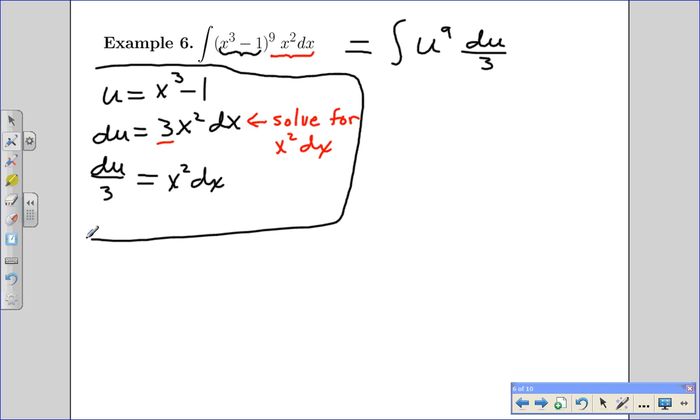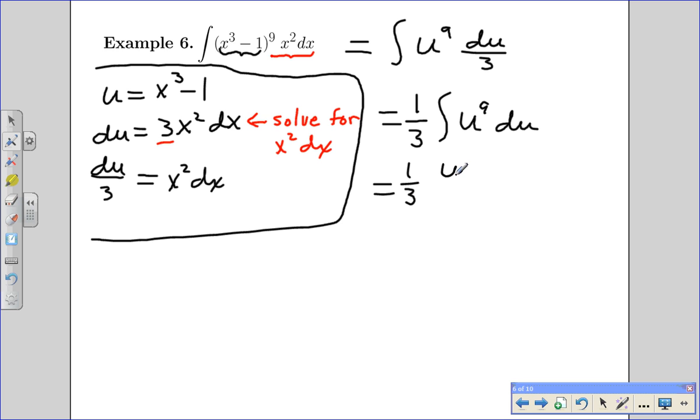Now, still not exactly right because I still have that over 3 there inside the integral. But I have a rule, and that rule says that if I have a constant, I can move it outside the integral. And that 3 in the denominator is a constant. It's essentially 1/3. And so I'm going to move that out in front. And I get 1/3 the integral of u to the 9th du, which we can integrate.